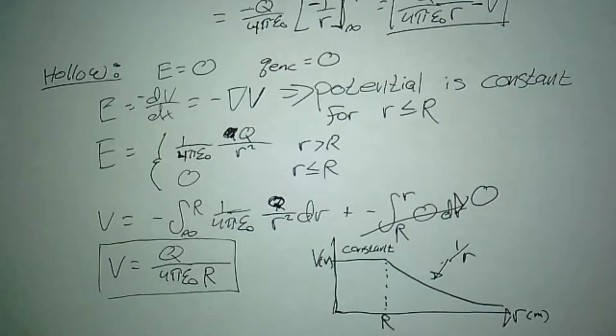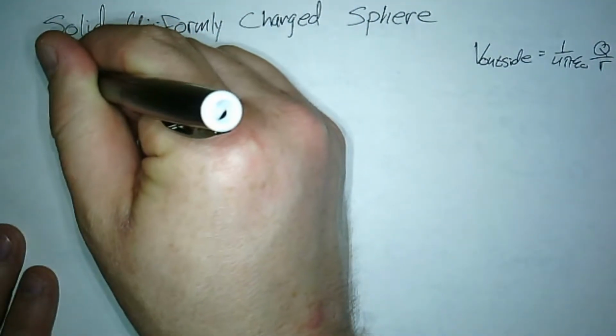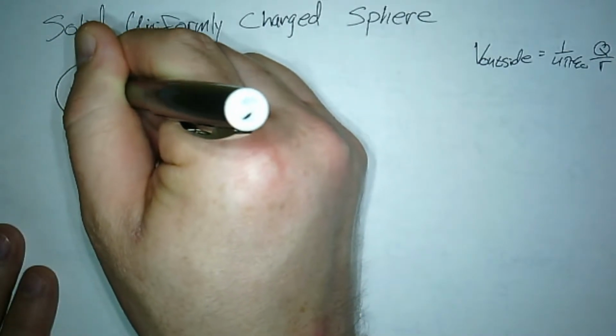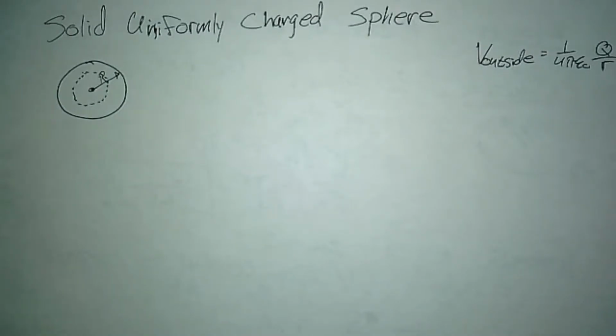All right, but that's what that should look like. And now let's go ahead and talk about a solid, uniformly charged sphere. Now, if we have a solid, uniformly charged sphere, the outside potential is going to be the same because it's all about the charge enclosed. So if I draw my Gaussian surface around the outside of it, the charge enclosed is still Q. But if I draw my Gaussian surface in here, the charge inside is not Q, right? The charge inside is less, and it depends on the volume.